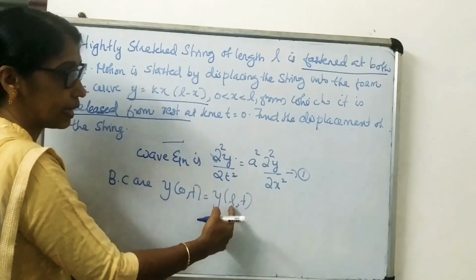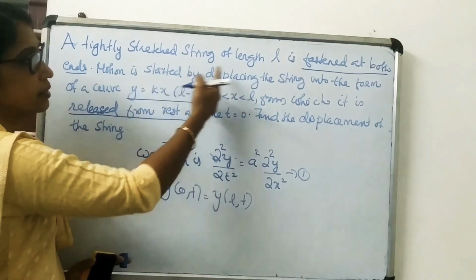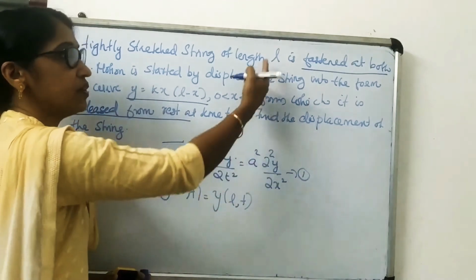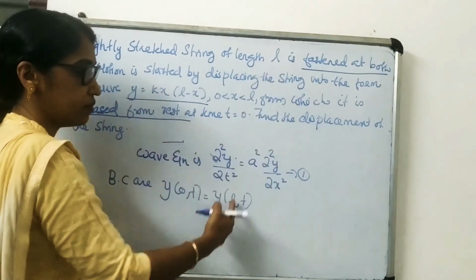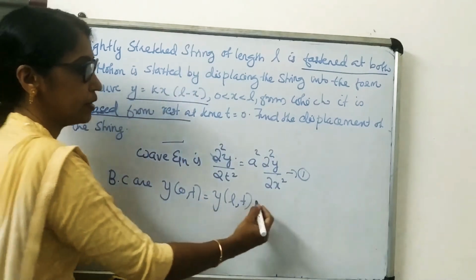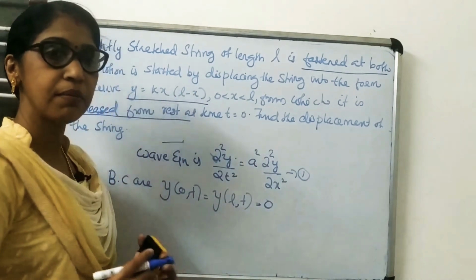L is the length of the string given. The string is of length L. If it is given as A, then we write A here. If it is given as 20, then we write 20 here. So here it is given L, so y of L,t is equal to 0. These are the boundary conditions.